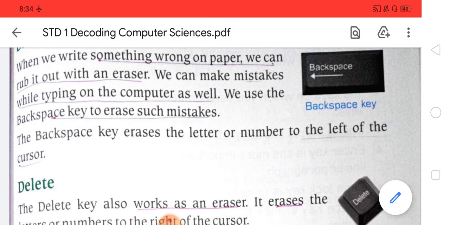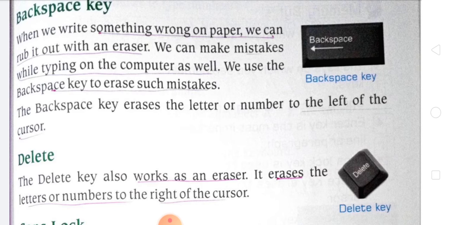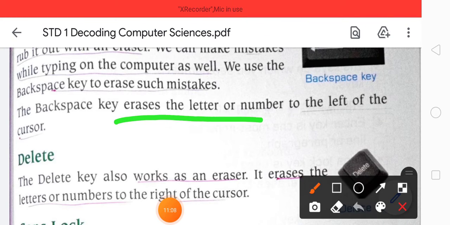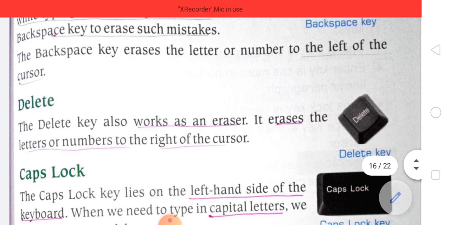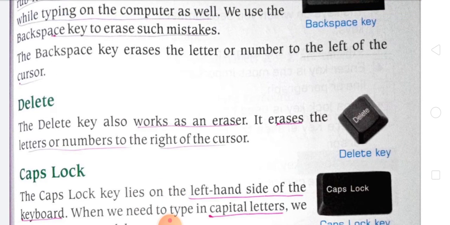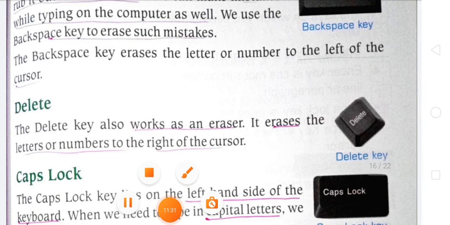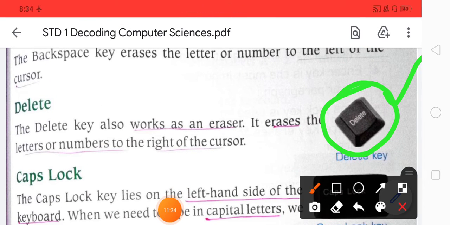Okay, then the backspace key erases the letters or numbers to the left of the cursor. Yes, this one I want to talk about. So the backspace key only erases the letters or numbers to the left of the cursor. Okay, then the delete key also works as an eraser. It erases the letters or numbers to the right of the cursor. Okay, so this one looks like this type of key. You may see here, this one is the delete key.